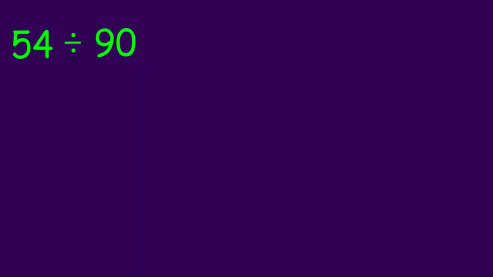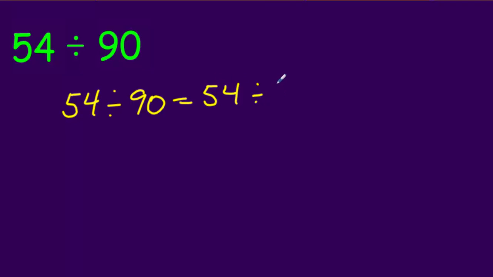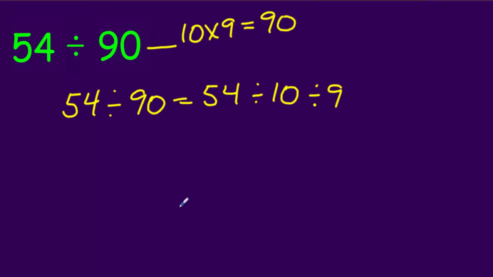I'm going to look at that 90 and I say, yeah, 90 is 10 times 9. So I'm going to rewrite this problem to reflect a little bit of that thinking. I'm going to write it this way: 54 divided by 90 is equal to 54 divided by 10 divided by 9. Remember, that's because we looked at the 90 and we said, 90, that's 10 times 9. We decompose 90 to show it as 10 times 9.